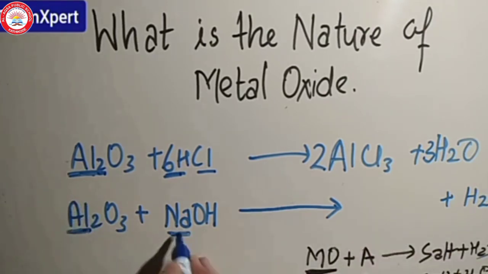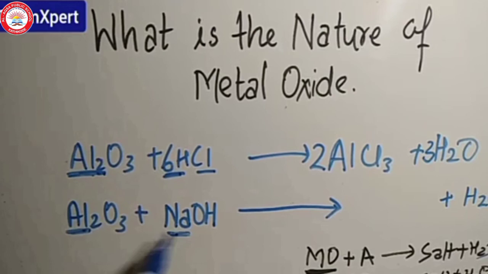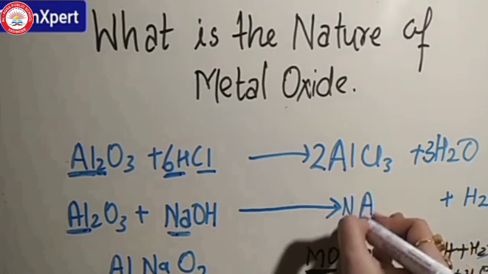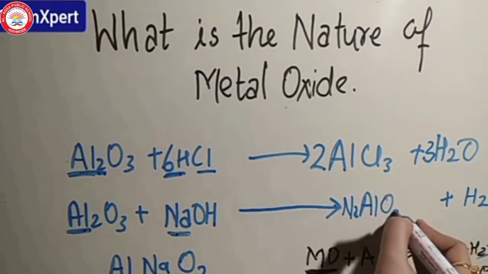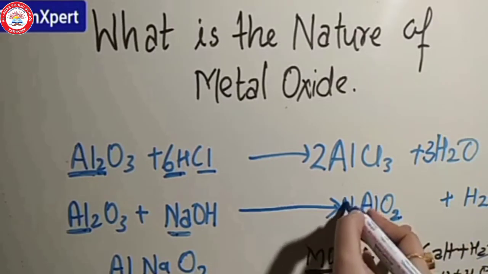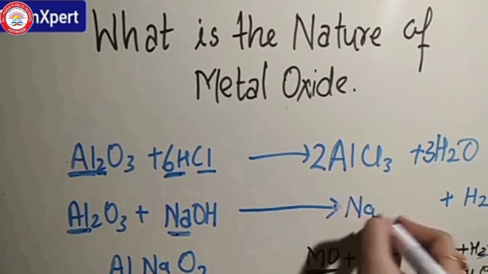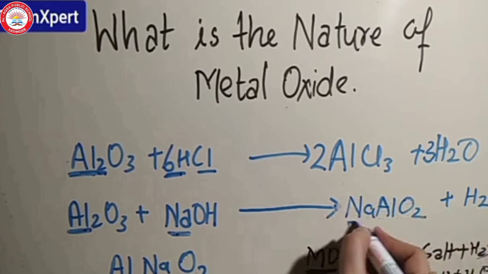The next one, how it will react with sodium hydroxide. Here also we know that the first product is water, so we have already written it. The next one, we have to write the equation for its salt. Okay, so Al, Na, and the salt also contains oxygen, that is O. AlNaO. So we have to rearrange it, and we will get the formula for the salt as NaAlO2, and we have to balance it.